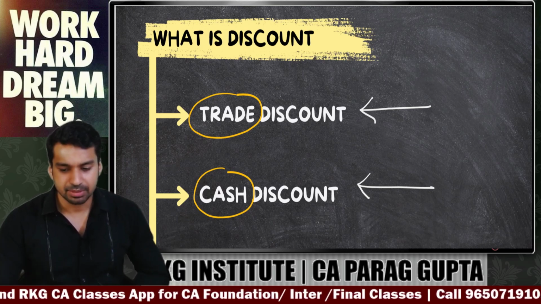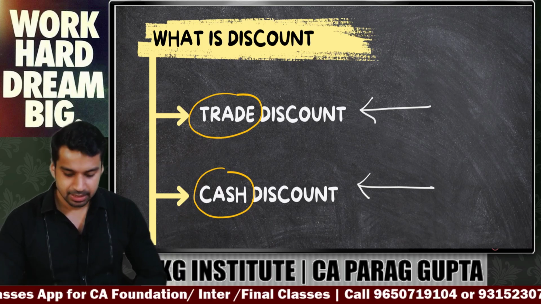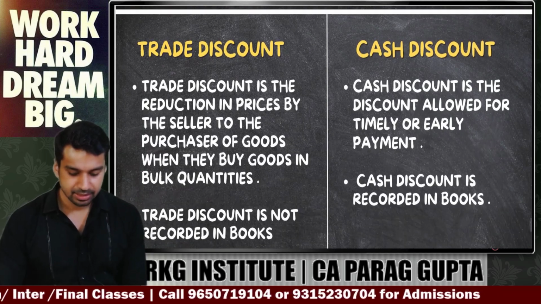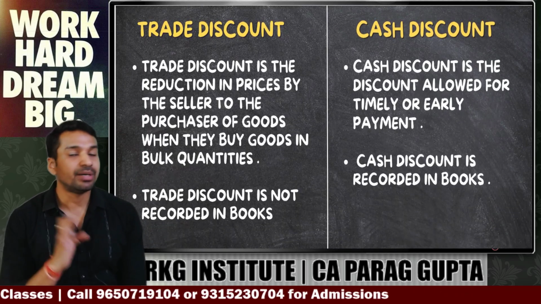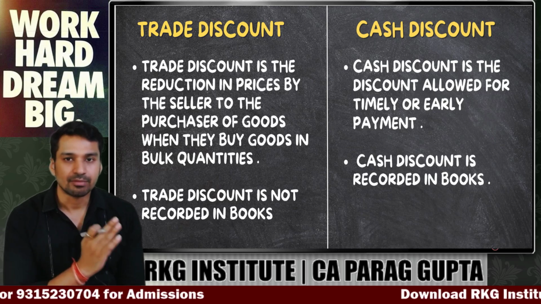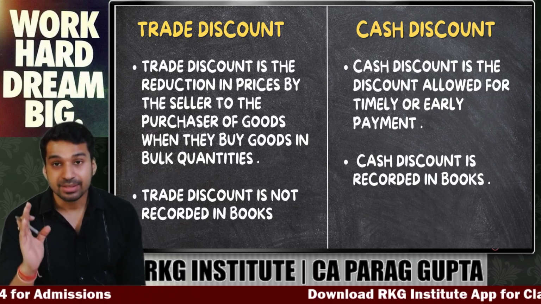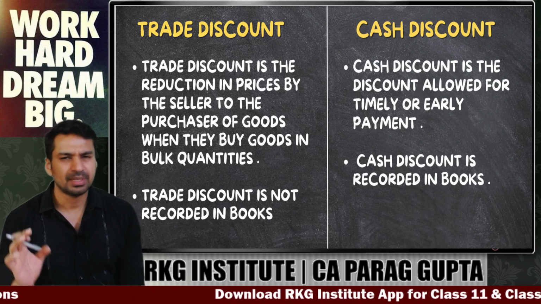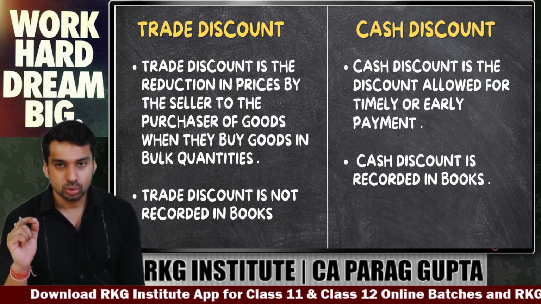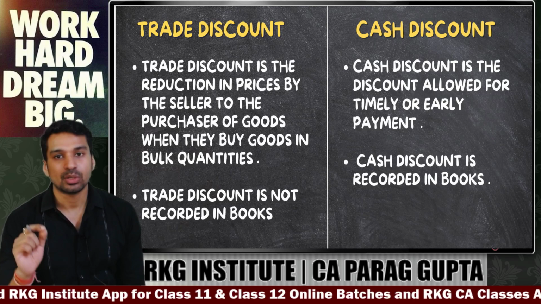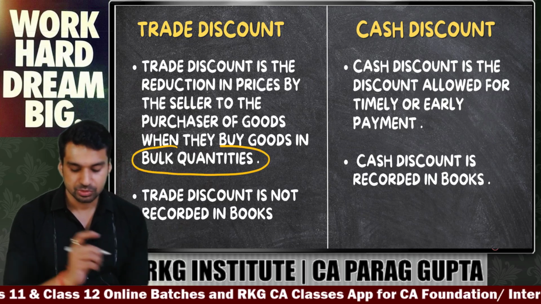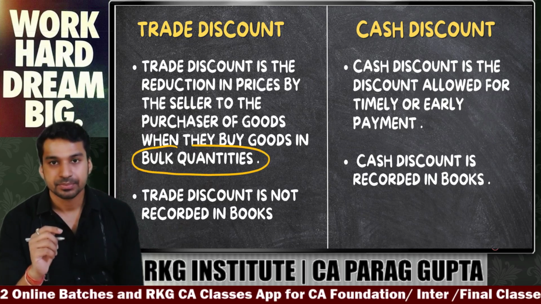So let me take an example. Both have separate definitions. When you purchase some goods in bulk, let's say one shirt is 100 rupees, then how much for 10 shirts? You will say, sir, 1000 rupees. But when I buy 10 shirts, I will say to the shopkeeper, please give me some discount because I am buying in bulk quantity. So the discount you get because of bulk quantity is known as trade discount. The keyword here is bulk quantity.